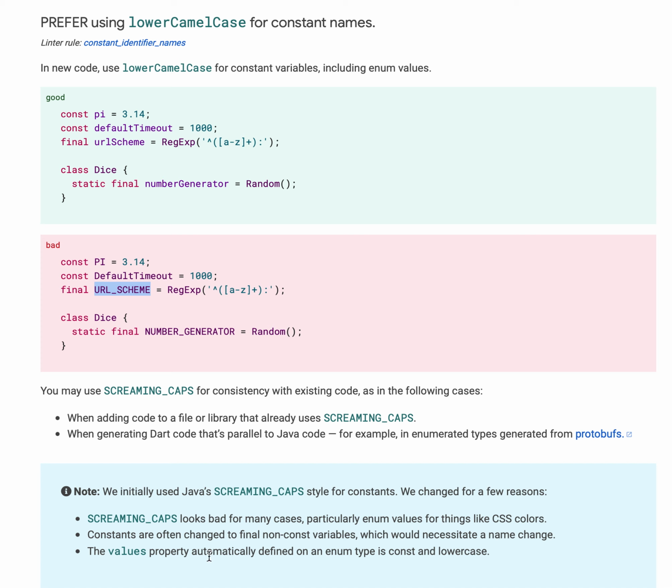And consts are sometimes changed to non-const variables. If it becomes a non-const variable, that would necessitate a name change, and we don't want to keep changing our code often, because then we have to change the dependencies, etc. Also, the value property defined on an enum type is constant and it's lowercase. So that is the third reason.